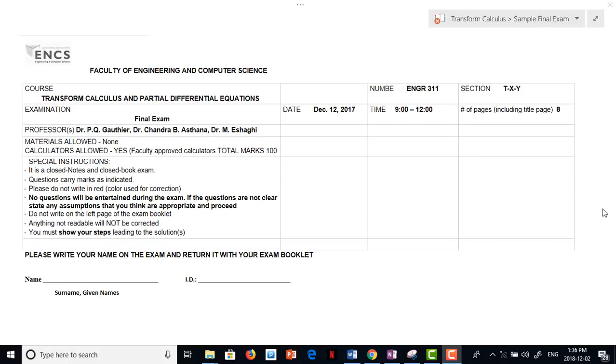Hello guys, today we want to solve one sample final exam. This exam is for December 12, 2017. The exam is 3 hours, and at first we want to have a quick look at the questions, and then we start to solve them.